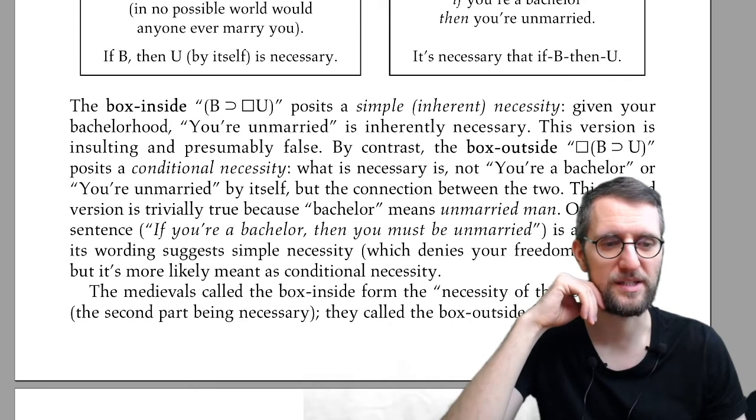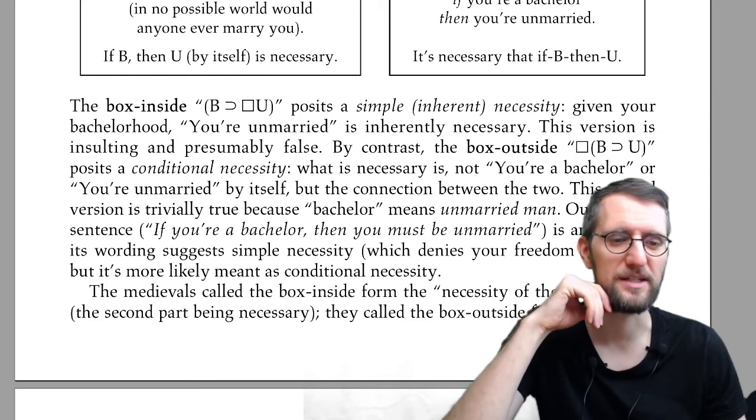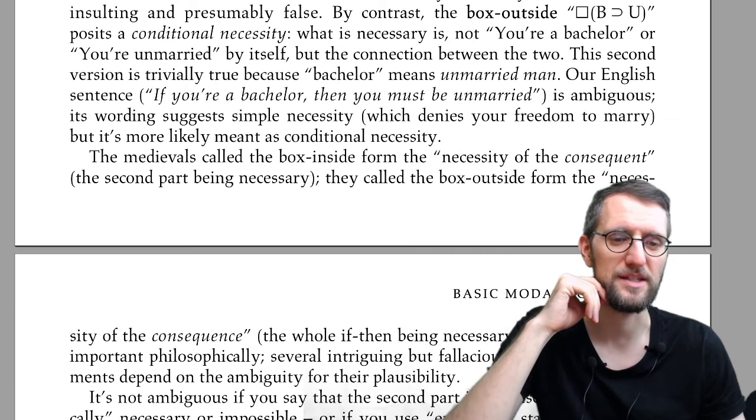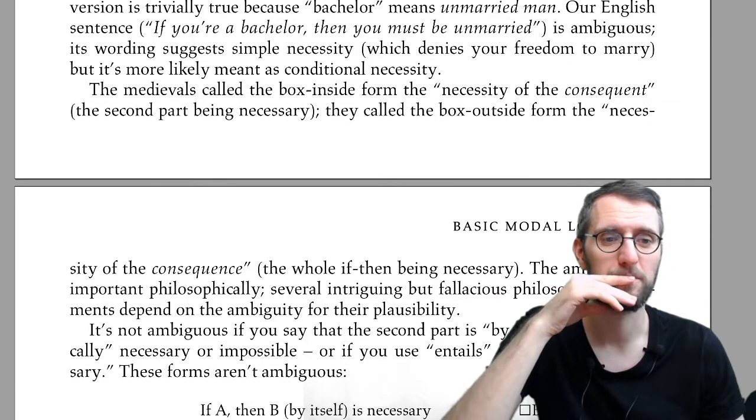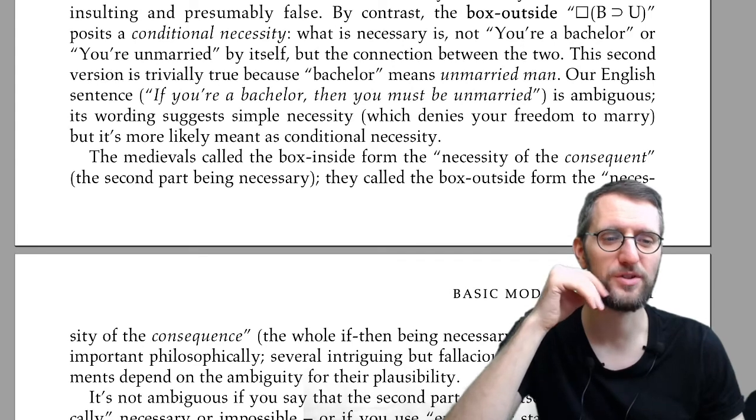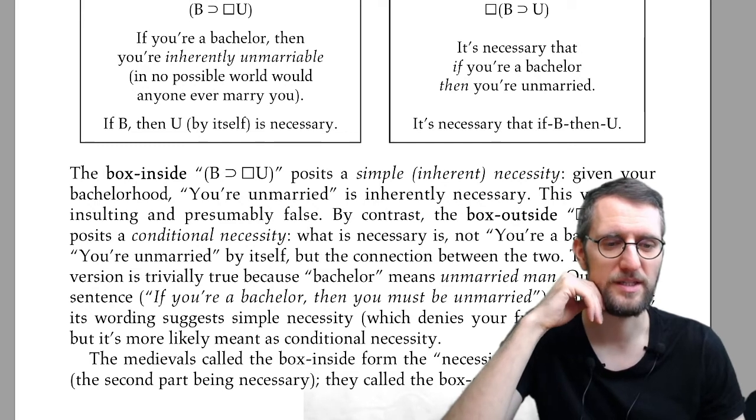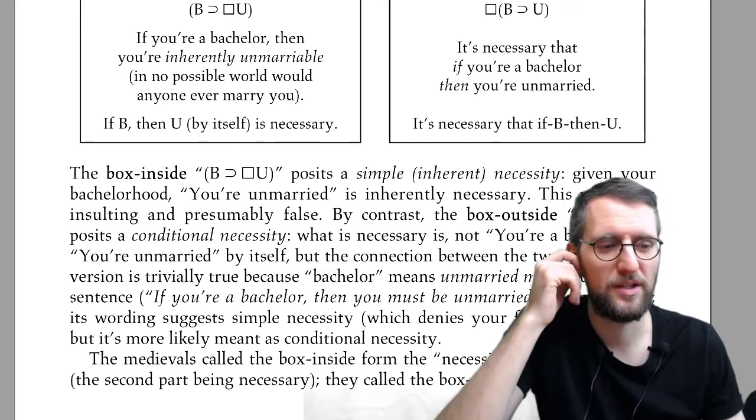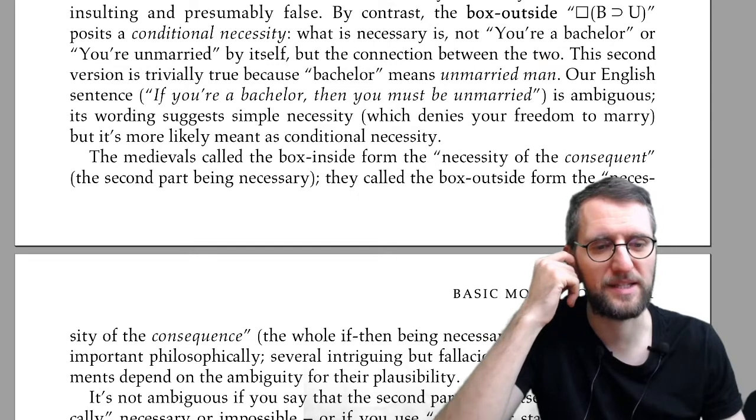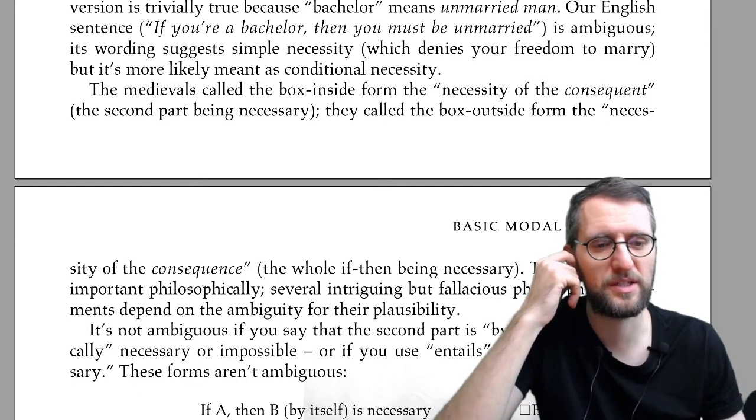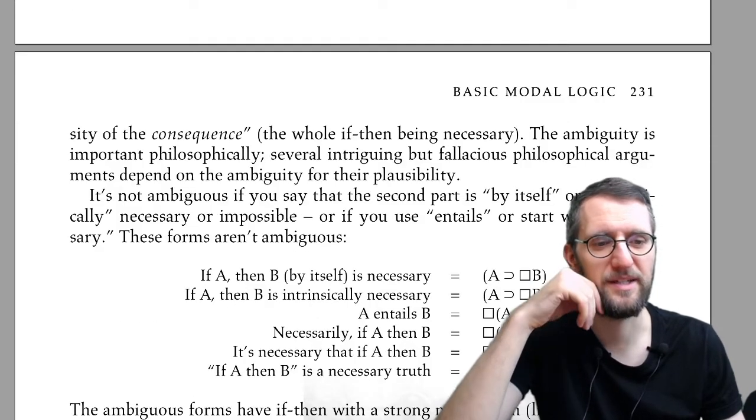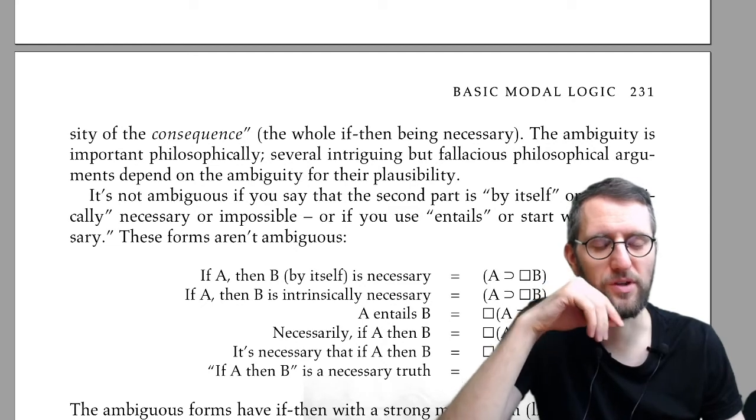Our English sentence, if you're a bachelor, then you must be unmarried, is ambiguous. Its wording suggests simple necessity, but it's more likely meant as a conditional necessity. The medievals called the box inside from the necessity of the consequent, the second part being necessary. They called the box outside from the necessity of the consequence. The ambiguity is important philosophically. Several intriguing but fallacious philosophical arguments depend on the ambiguity for their plausibility.